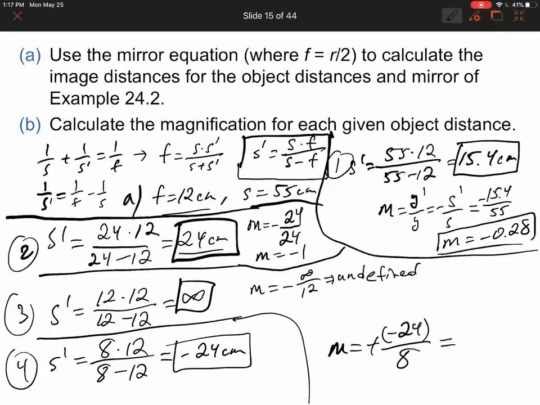And what we get here, negative and negative cancel, 24 over 8 is 3, which means the image is 3 times bigger than the object. Positive means it's upright. All right, so that's kind of what we get for this.